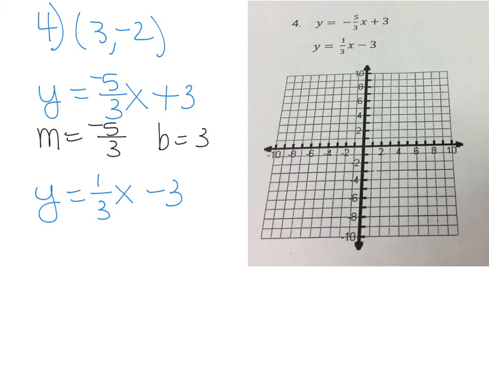So I'm going to go up to 3 on the y-axis, put a point. Then I'm going to go down 5, 1, 2, 3, 4, 5, right 3. Down 1, 2, 3, 4, 5, right 3. If I go again, I'm going to go off my page, so I'm going to try going the opposite way. So I'm going to go up 5, 1, 2, 3, 4, 5, left 3. All right, so now let's go to the second equation.